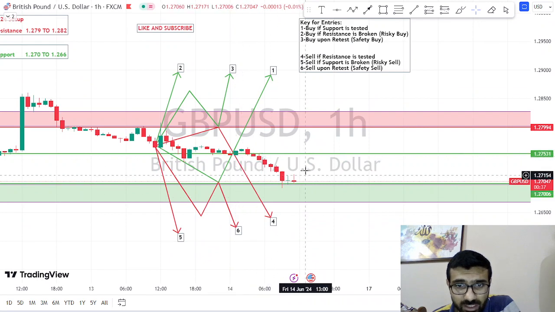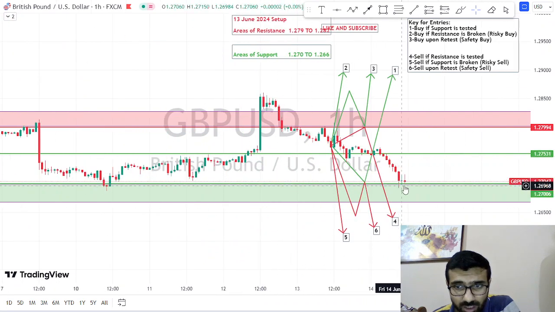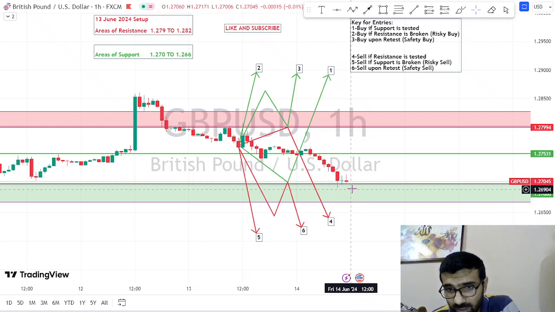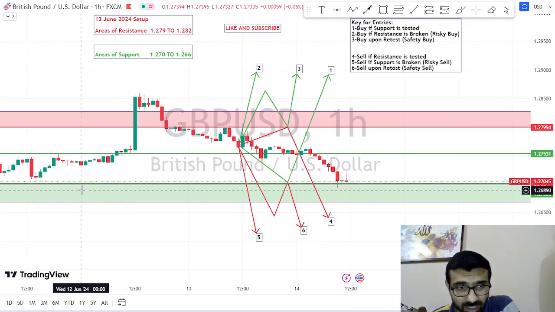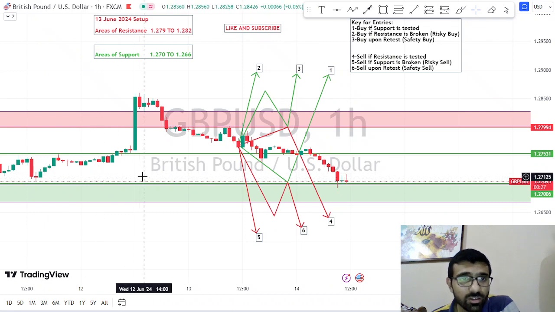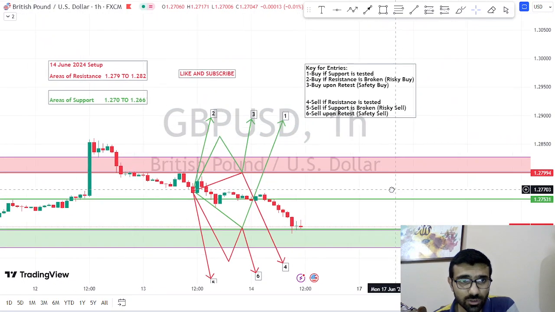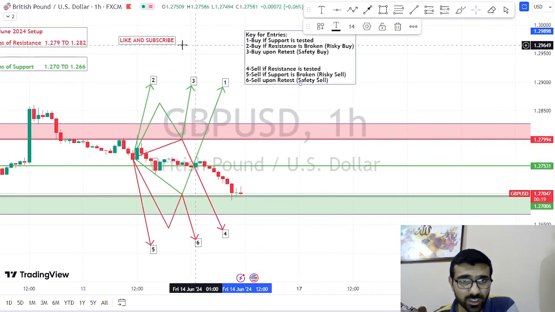And right now the market is reacting from our major area of support. You guys have to stay vigilant and take a buying position when a good buying candle is made, something like this. Okay, so the areas of resistance and support are going to remain the same. So now let us just simply move forward these scenarios.